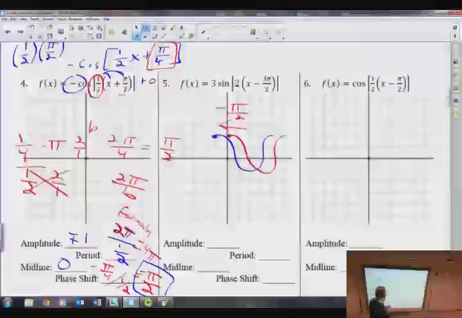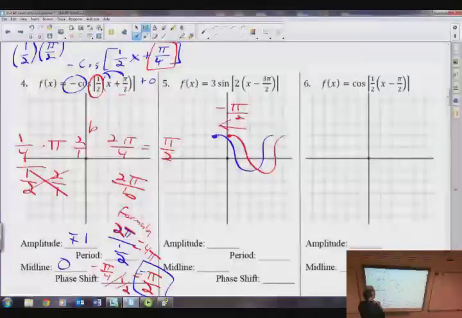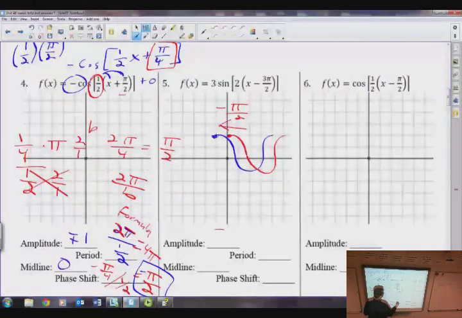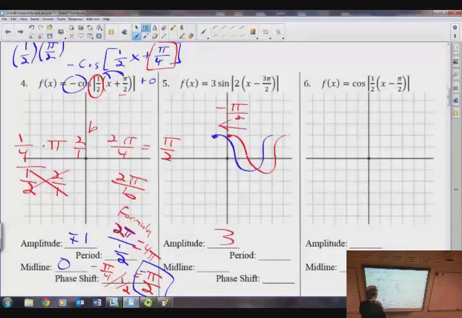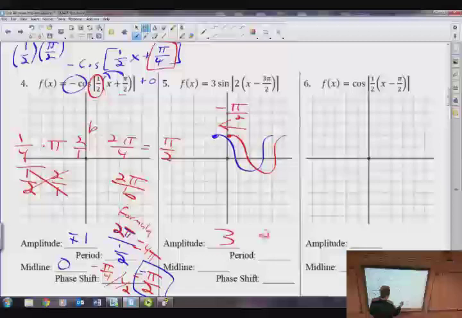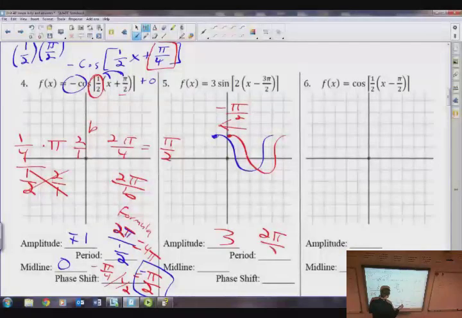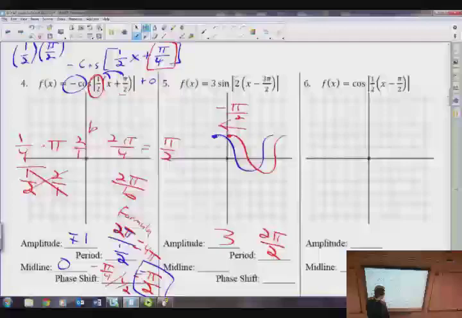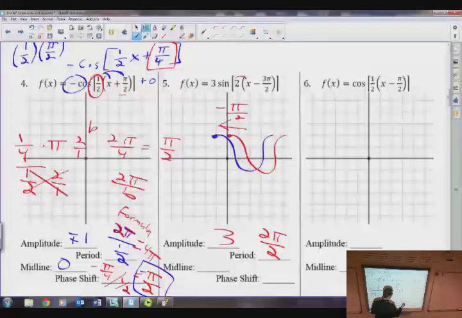Running through these really fast here, the amplitude is 3. The period on number 5 is 2 pi divided by that 2 multiplying the x, which is 2. So that period should just be pi. Did you get that? And then the midline is 0.